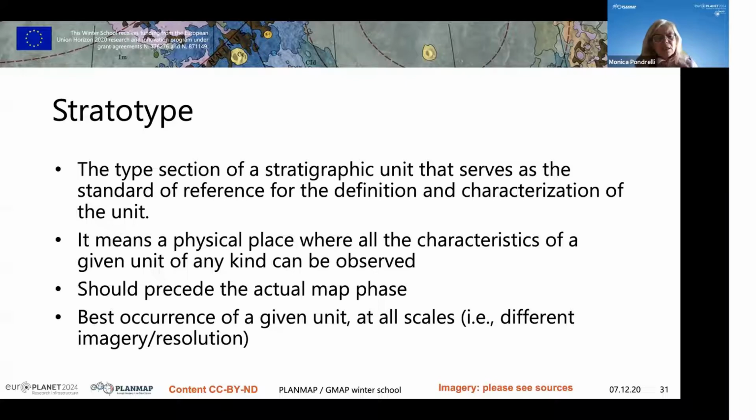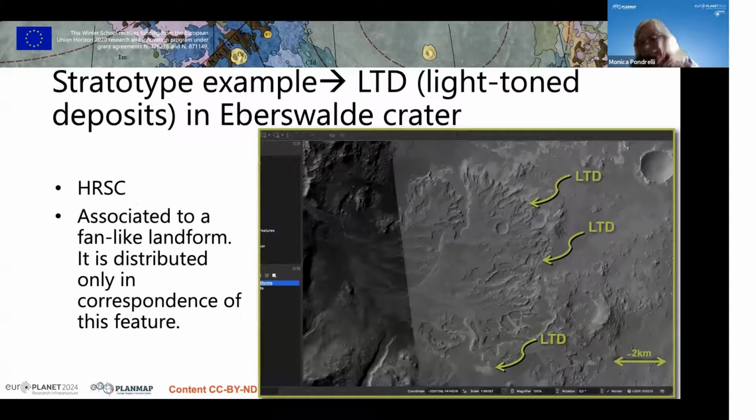find a place where our unit at all scales is best preserved. For example, again, I'm sorry, the same example of Eberswalde, but it's a nice example to show all these characters. Let's start with the HRSC data, and let's also again focus on these light tone units.